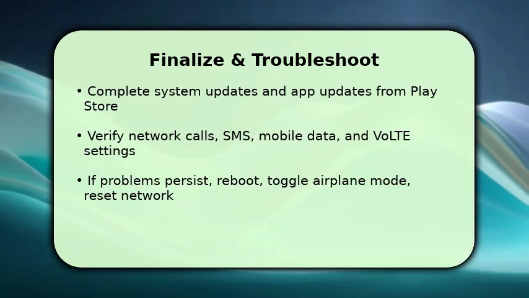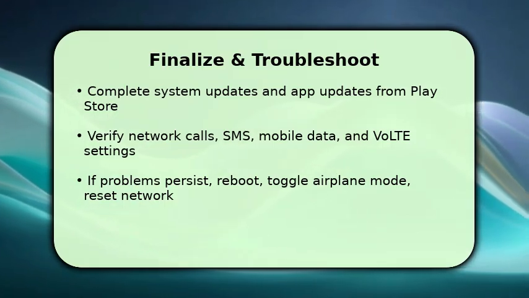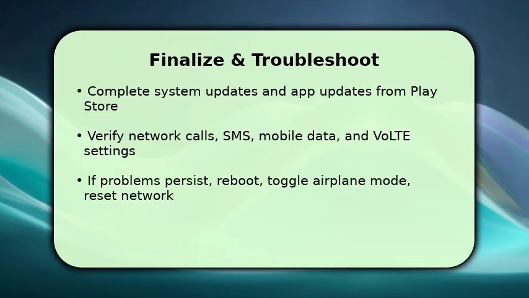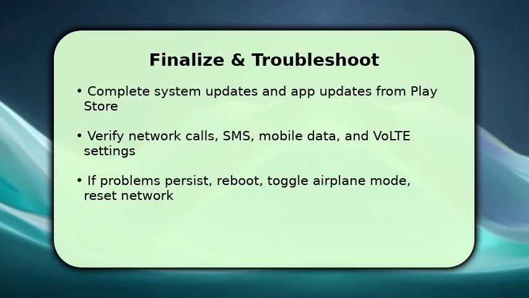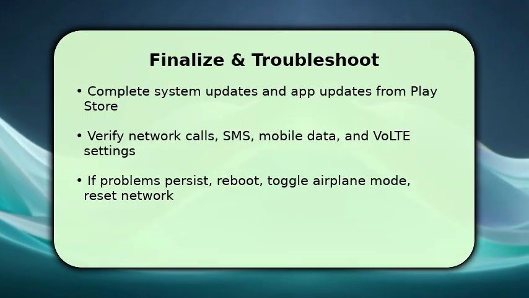If something still fails, reboot the phone first. If that doesn't help, toggle airplane mode, then reset network settings as a last step. These actions clear cached network states and resolve most stubborn connection issues quickly.